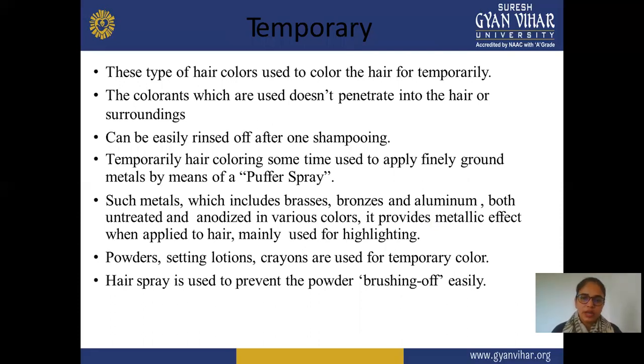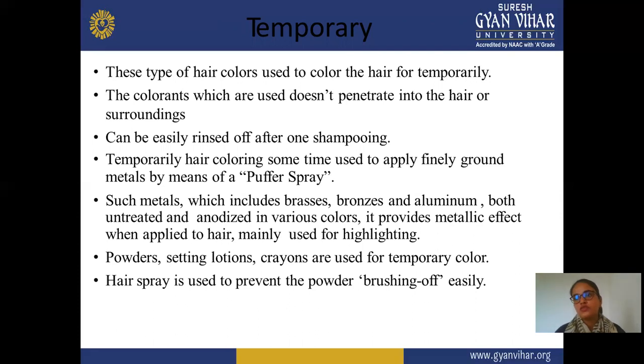The first type is temporary color. Just a few hours or maybe a single wash is sufficient for a temporary type of color. So this is used for some occasion or maybe for a particular period of time. This type of hair color is used to color the hair temporarily. Means on a temporary basis we are coloring the hair, and the color does not penetrate into the hair. When you apply these colors and dyes, they do not penetrate your hair. It just forms one layer on your hair only. It doesn't penetrate into the hair, and can easily be rinsed off after one shampoo.